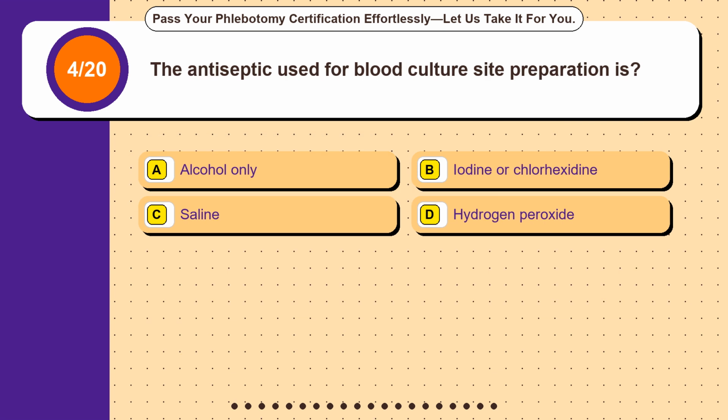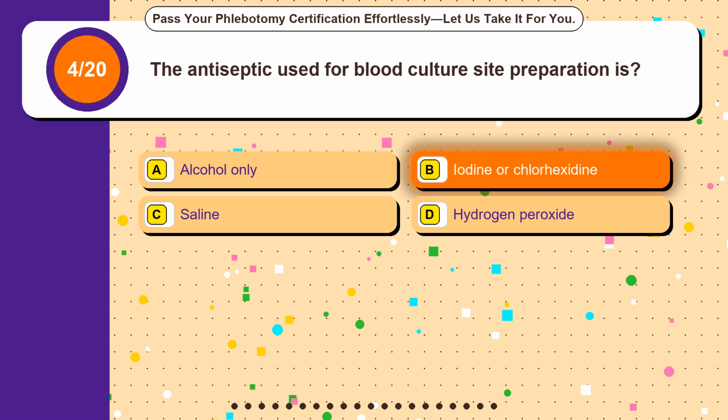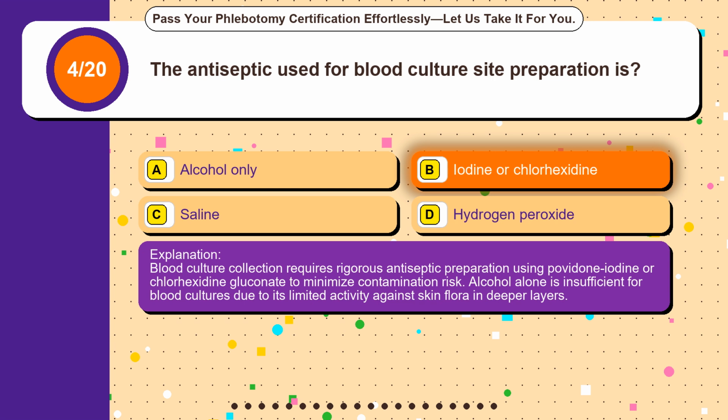Question 4. The antiseptic used for blood culture site preparation is: Option A, alcohol only. Option B, iodine or chlorhexidine. Option C, saline. Option D, hydrogen peroxide. The correct answer is Option B, iodine or chlorhexidine. Blood culture collection requires rigorous antiseptic preparation using povidone iodine or chlorhexidine gluconate to minimize contamination risk. Alcohol alone is insufficient for blood cultures due to its limited activity against skin flora in deeper layers.